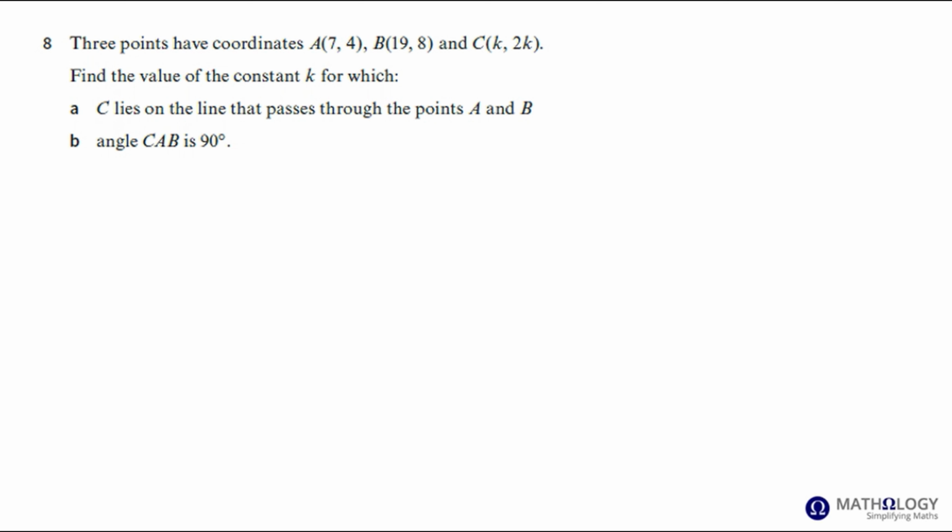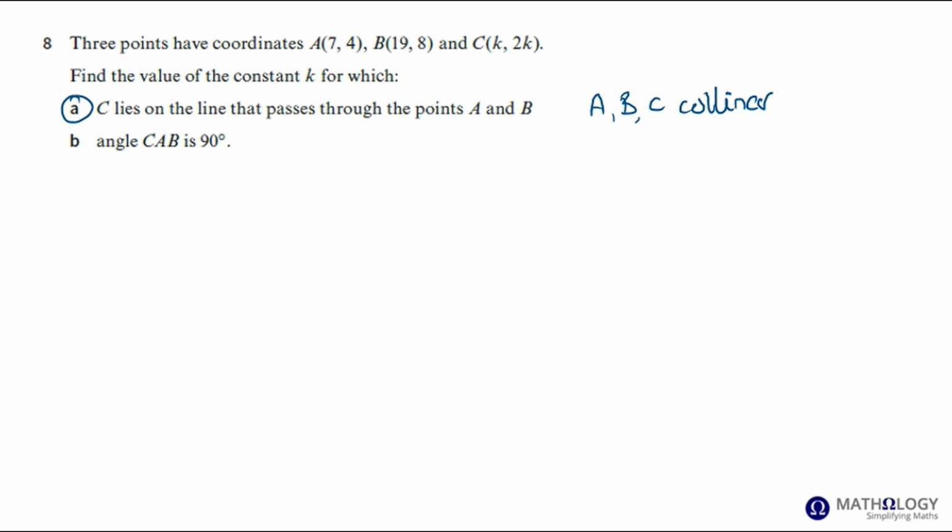Three points have coordinates A(7, 4), B(19, 8), and C(k, 2k). Find the value of the constant k for which C lies on the line passing through the points A and B. So in other words, A, B, and C are collinear points. I'll get to what that means in a bit. And find the value of the constant k for which angle CAB is 90 degrees. So two different situations can actually have very different values for k.